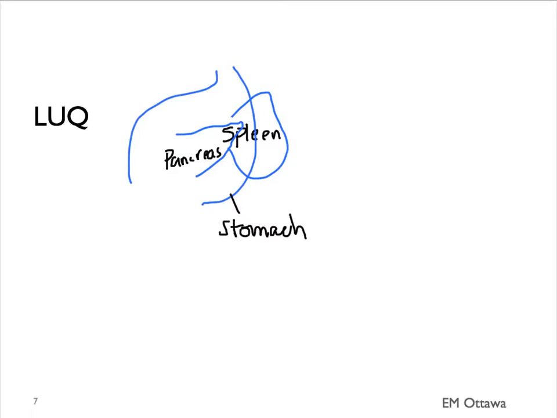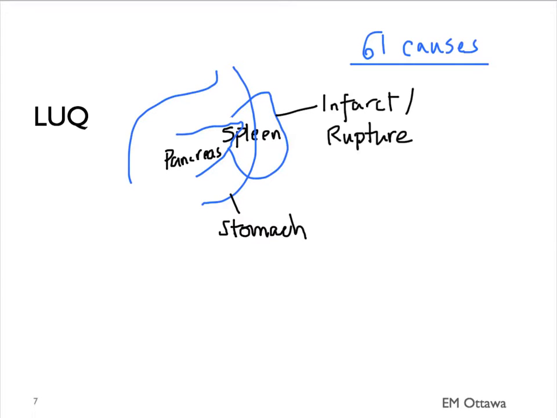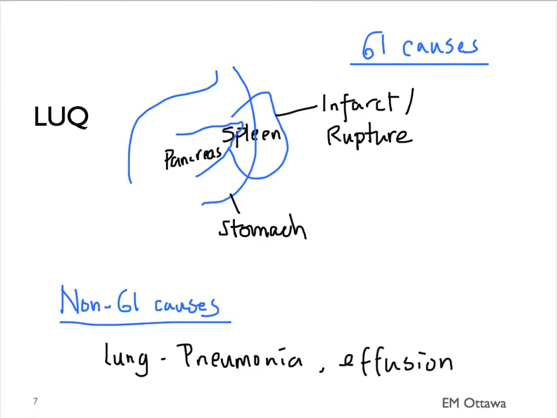What lives there? The spleen, tip of the pancreas, and part of the stomach. What are the GI causes of pain in this area? Splenic disorders such as infarct or rupture, pancreatitis, or gastritis. What about non-GI causes? Similarly to the right upper quadrant, the lung and the diaphragm sits right above this area, and therefore conditions such as pneumonia and pleural effusion will give pain to the left upper quadrant.